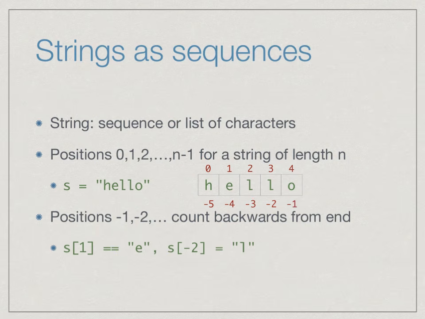So once we have this, we can see that we use the square bracket notation to extract individual positions. So S1, that is the character at position 1, is an E. And if I walk backwards, then S minus 2 is an L.